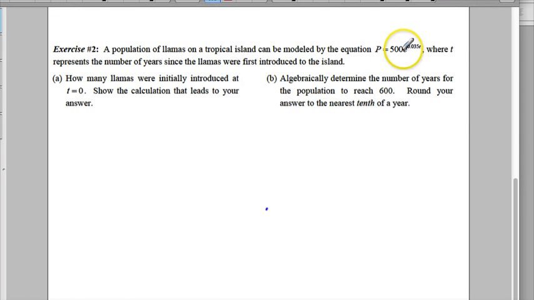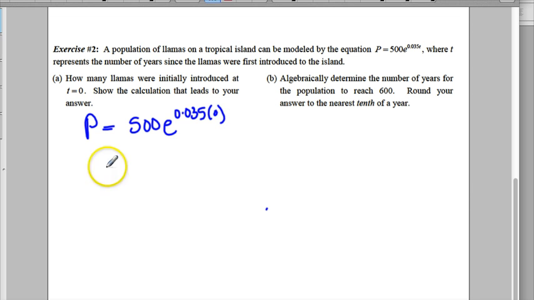So my formula, remember, this is my t. So I know the population is 500 e to the 0.035t, and I know t is 0. Plug that into your calculator just the way it is. You should get the population is actually equal to 500. So when t, the number of years, is 0, we started with 500.